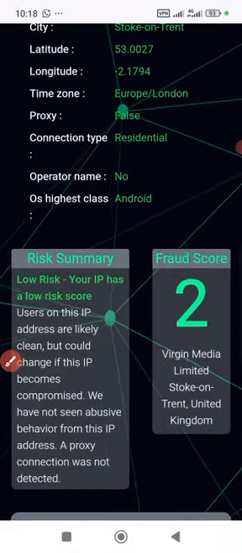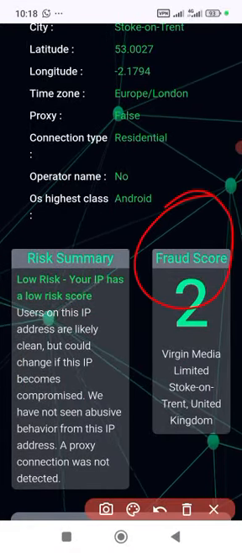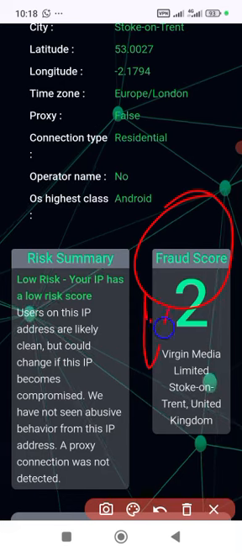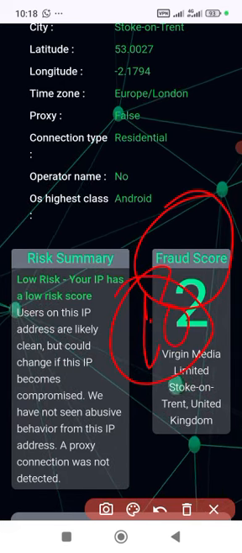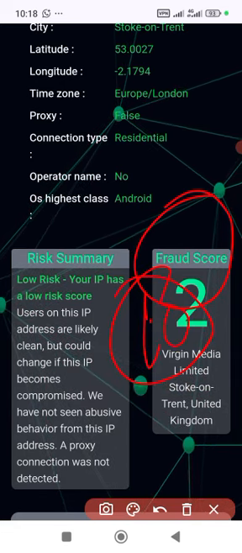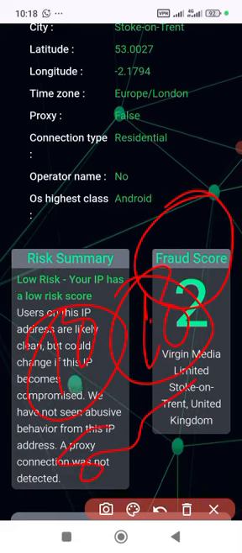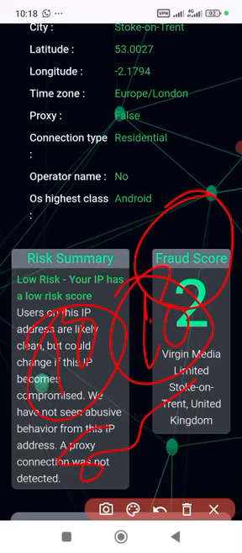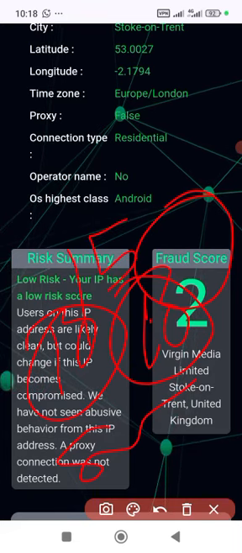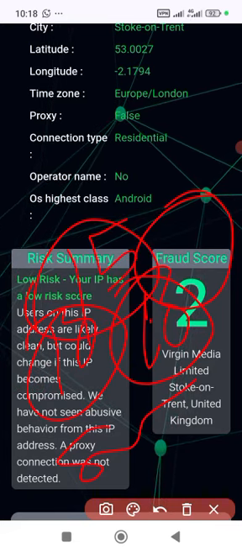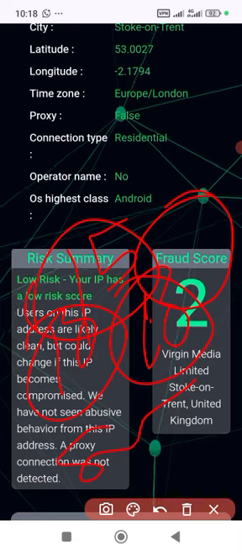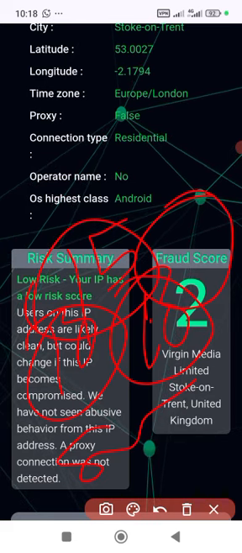All right, so sometimes you can get a fraud score as high as 10. From my observation, you can still use it for a survey and there's no problem. I've even used a fraud score of 15 on one of my accounts and nothing happened. The account is still active today.